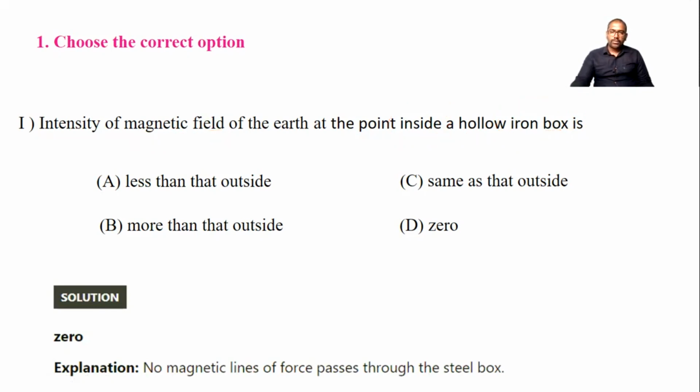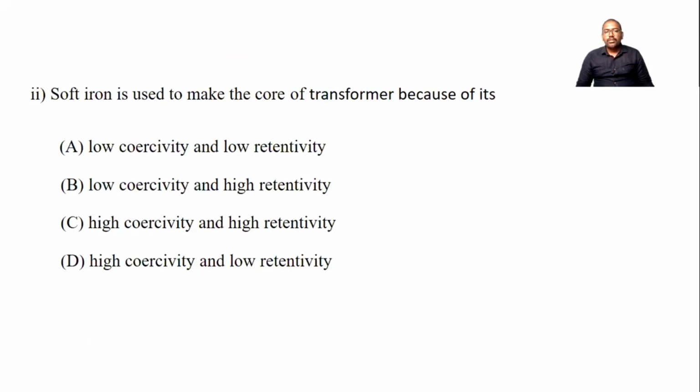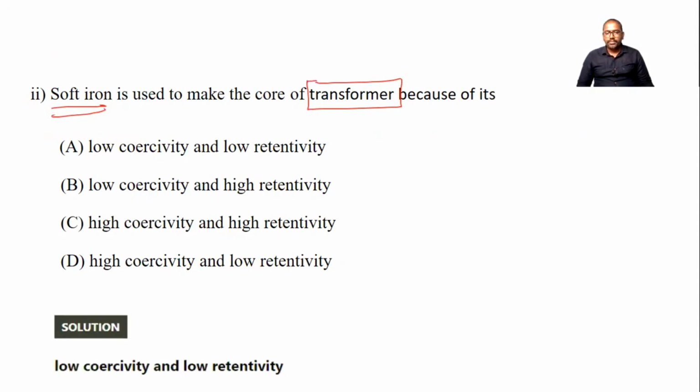Now question number 2. Soft iron is used to make the iron core of a transformer because, listen, we are using soft iron to make the core of the transformer. The reason for this is low coercivity and low retentivity. Next one.